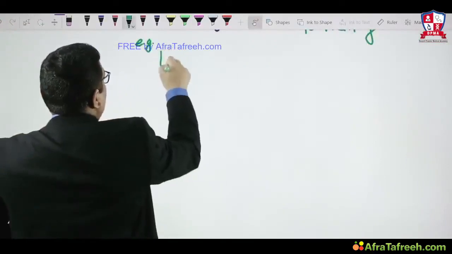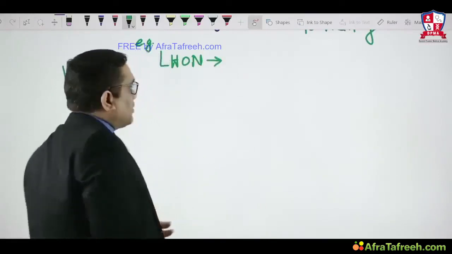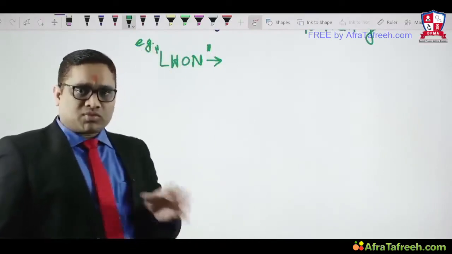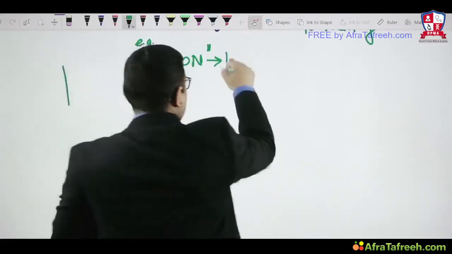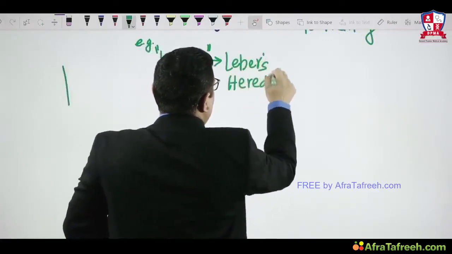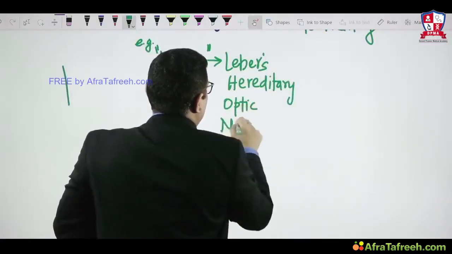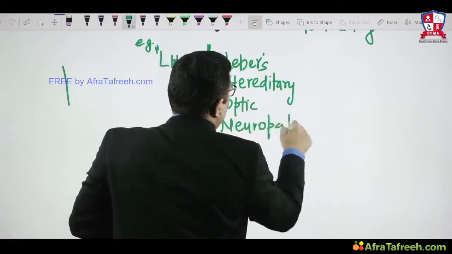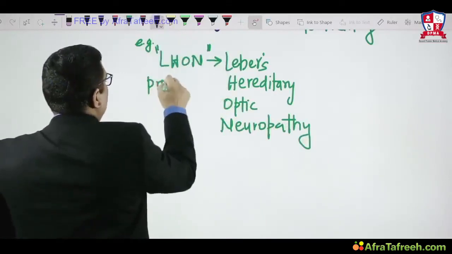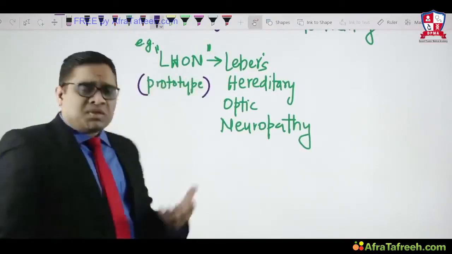An example of the mitochondrial inheritance disorder is Leber's hereditary optic neuropathy. This was a question in the exam, where the statement that this is the most common type of mitochondrial inheritance disorder was false. It is not the most common. It is the prototype. Remember, Leber's hereditary optic neuropathy is the prototype of mitochondrial inheritance disorder.